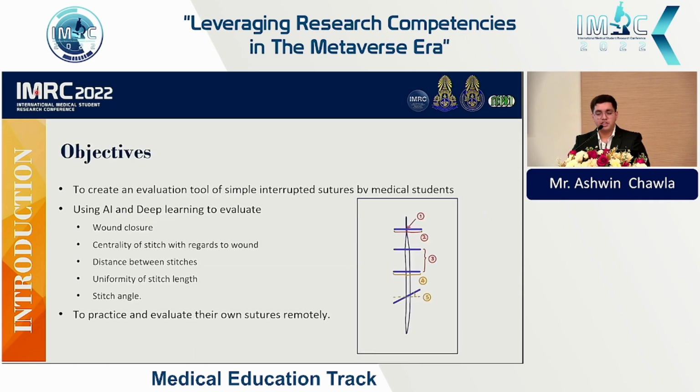So the objective of our research project is to create an evaluation tool of simple interrupted sutures by medical students using AI and deep learning, where we will evaluate wound closure, centrality of stitch with regards to wound, distance between stitches, uniformity of stitch length, and the stitch angle, so that students can practice and evaluate their own sutures remotely.